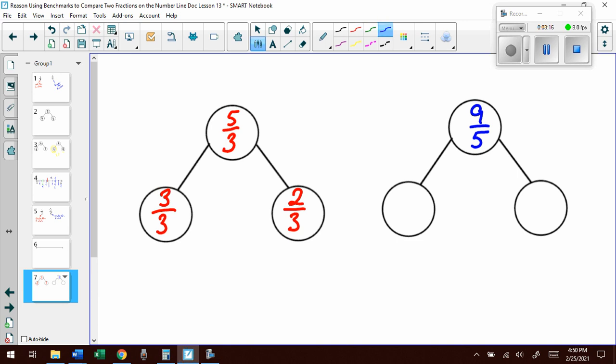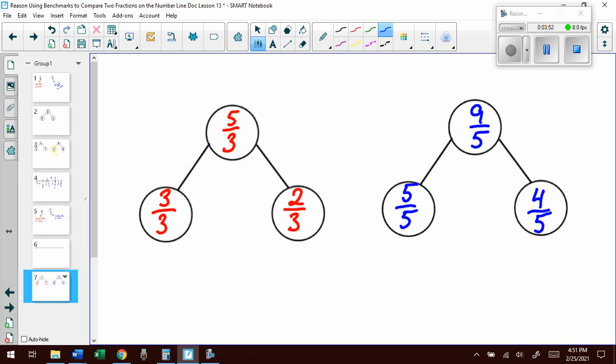Now we are going to go to this number bond. Our first bubble should represent a benchmark. So our benchmark in 9/5 would be 1 whole. 1 whole in fifths would be 5/5. And what's our leftover? 5 plus what equals 9? 4/5. 5/5 plus 4/5 equals 9/5. 5 plus 4 equals 9.